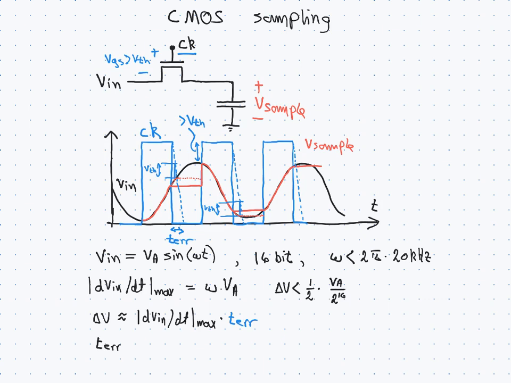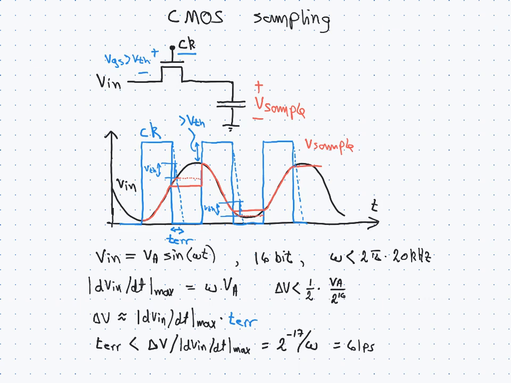So that means that the maximum error we can allow in the sampling time will be 2 to the power of minus 17 divided by the angular frequency. And if this is audio, this becomes 61 picoseconds. Now this should be a bit sobering, because 61 picoseconds is a very, very short time when we're dealing with audio signals, which have a fairly low frequency.